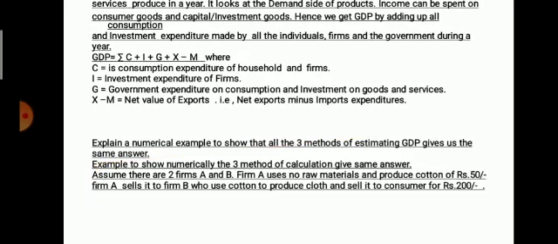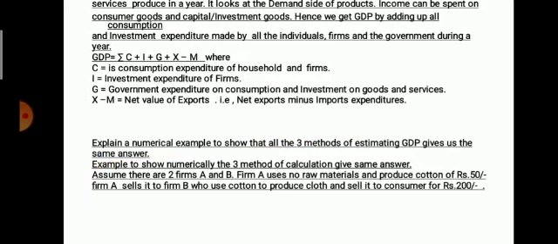The example to show numerically that the three methods of calculation give the same answer is: assume, that means think or assume, there are two firms A and B. Now there are innumerable firms in the country, but for simple explanation and understanding purpose we assume there are only two firms in the country. Two firms A and B.